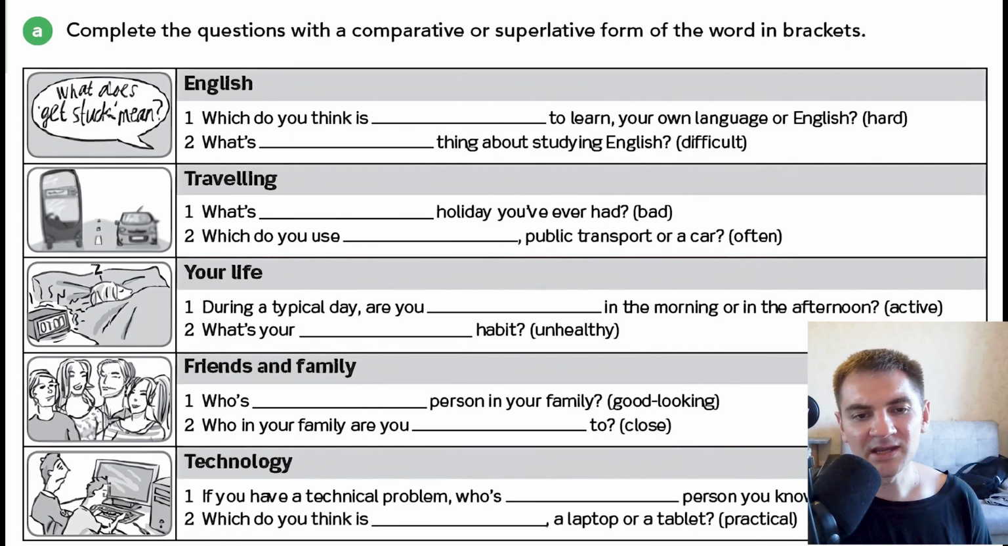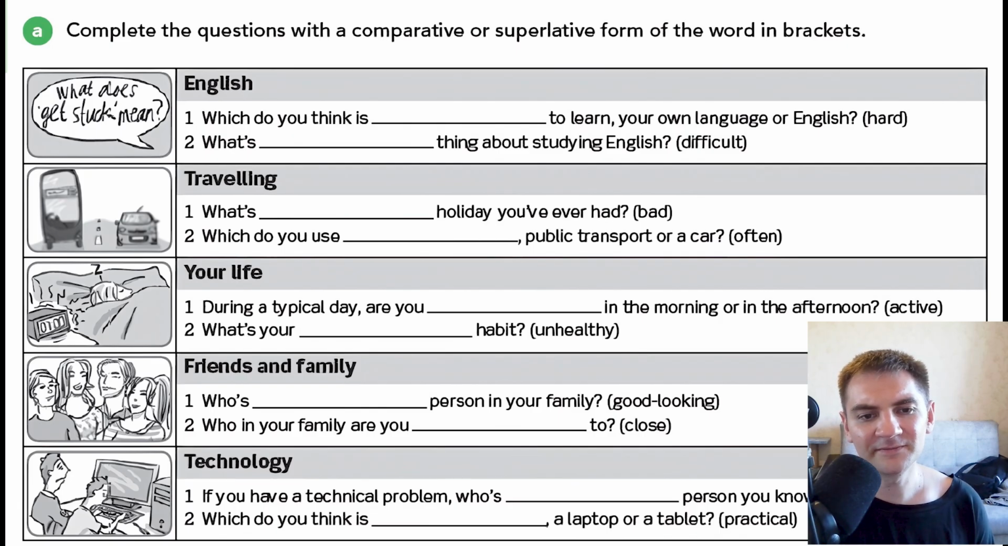Okay, your life. During a typical day, are you the most active in the morning or in the afternoon? Of course in the afternoon, because I hate mornings. I'm not a morning person. Probably you know it. I don't know how many times I have said it. Quite a lot. Okay, so I think I am the most active in the evening. Not in the afternoon, not in the morning.